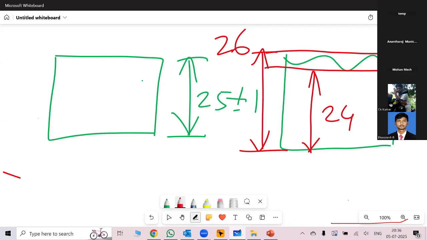What is form tolerance? So here, form tolerance is nothing but straightness, flatness, circularity, and cylindricity. So any of these four errors are called form tolerance.